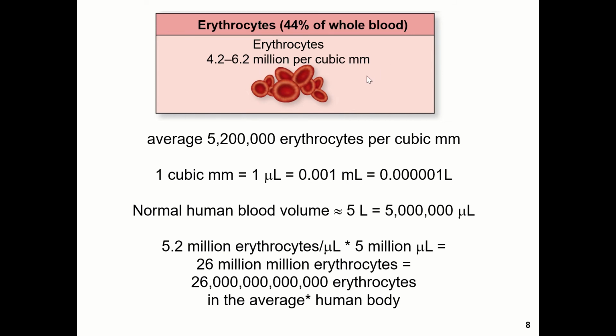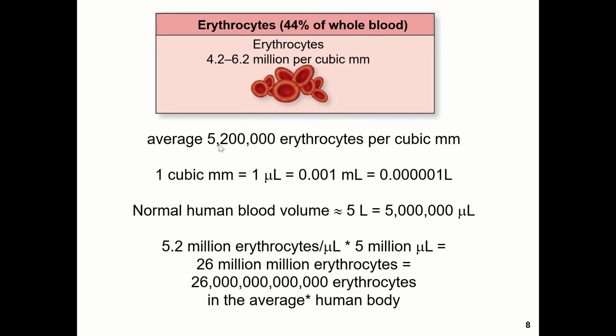So what does that mean? Well, a cubic millimeter is the same as 1 microliter, which is 1,000th of a milliliter, which is 1,000,000th of a liter. So there are 1 million cubic millimeters in a liter. On average, there are about 5.2 million erythrocytes per cubic millimeter. And normal human blood volume, there's an asterisk here, I will come back to this, is about 5 liters.